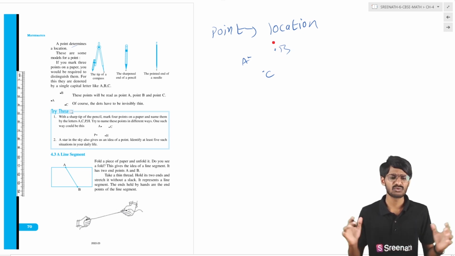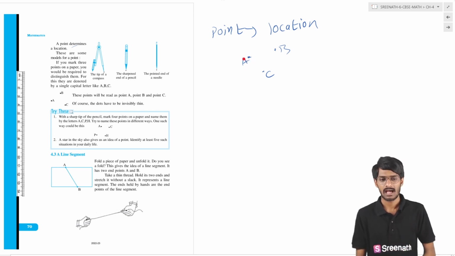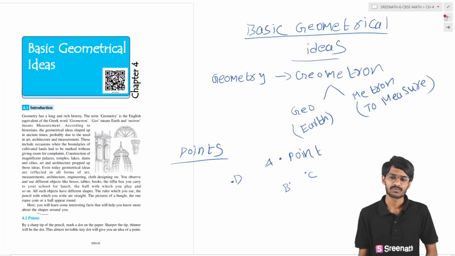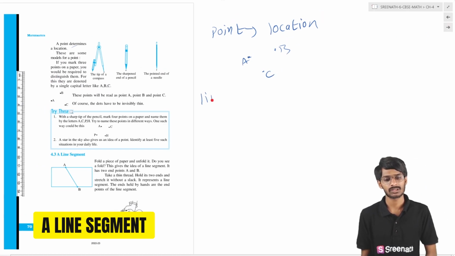So basically what we have learnt about a point is that a point is used to specify a location, and we will name the point by using some alphabets. And a point is a sharp, very tiny thin dot that we represent as a point, students. So next, we are going to learn about the line segment.